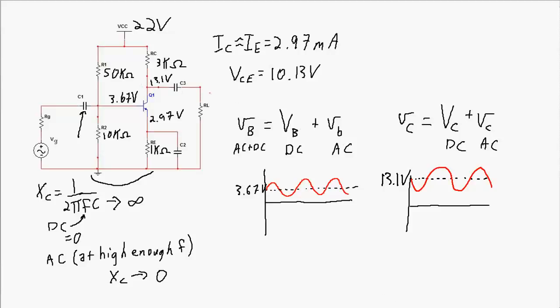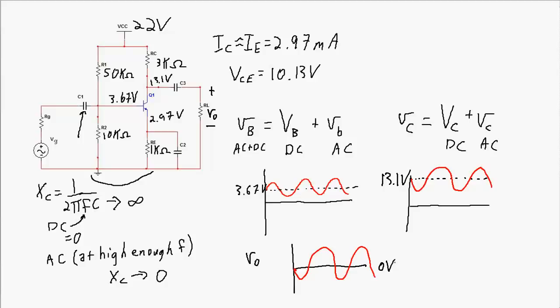But then what happens is, to get to the output, we have a capacitor here that's coupling only the AC part of the signal across the load. So to get our output, which is measured here across the load, our V out is going to be only the AC portion of the collector voltage. So we have the same signal at V out as we have at the collector voltage, except instead of being centered around 13.1 volts, it's centered around our 0 volt reference.